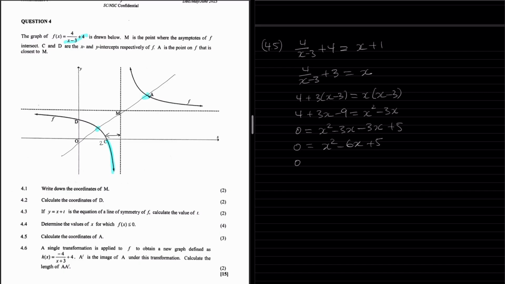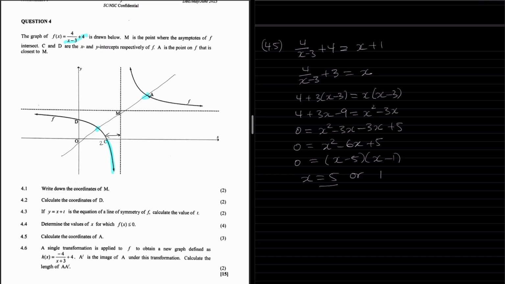Now we factorize. So 0 is equal to x minus 5 and then x minus 1. X is therefore equal to 5 or 1. Now, since point A lies on the right of my asymptote, remember the asymptote is at 3, I'm going to choose 5.